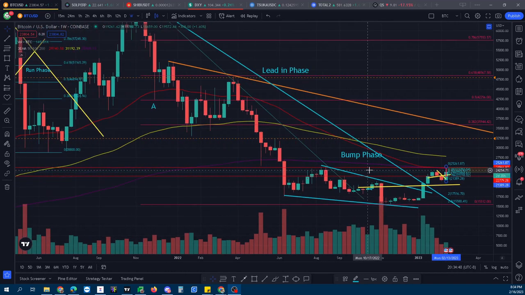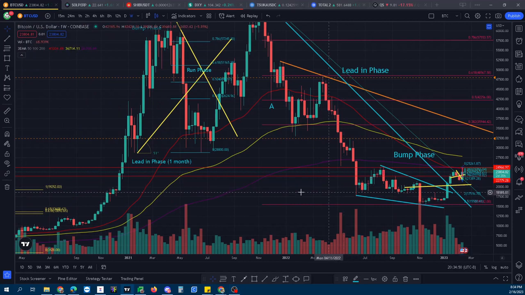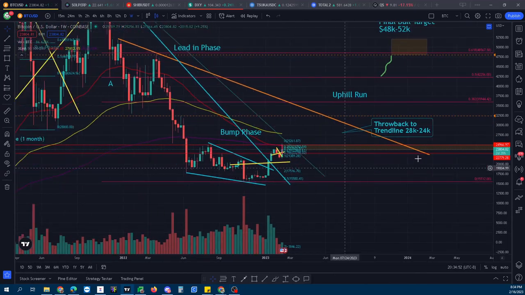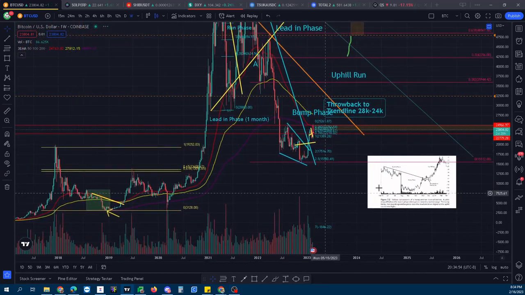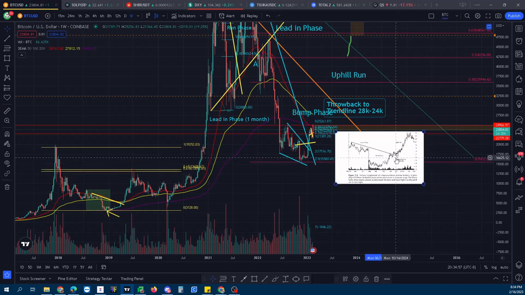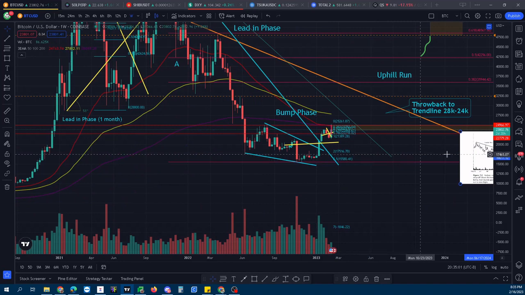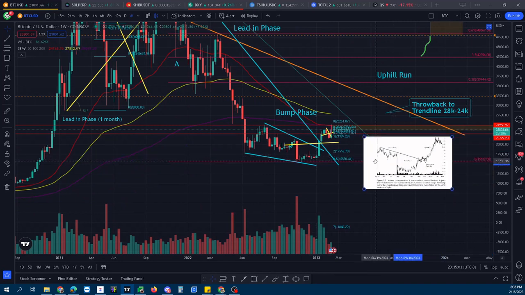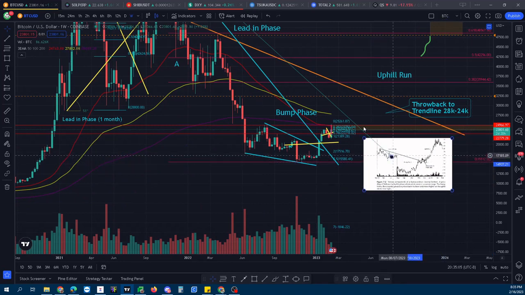The bump and run reversal bottom is still in effect. There it is, it's hiding over here. The bump and run reversal is still in effect, and still, as titled in the last video, nobody's talking about this. They won't start talking about it until maybe when we hit 28K. They're still not talking about it.